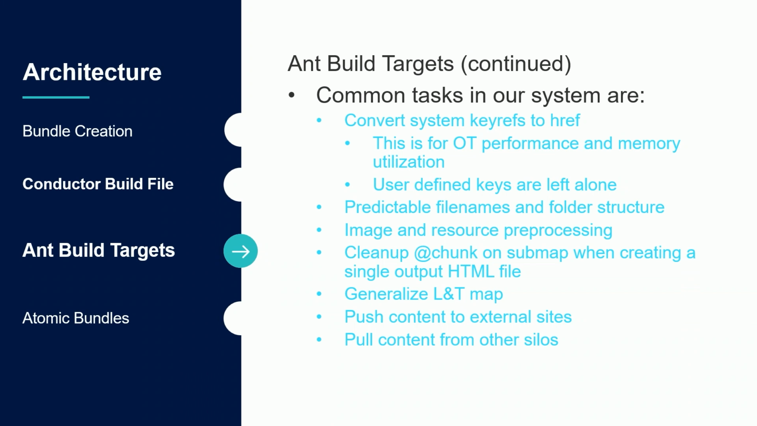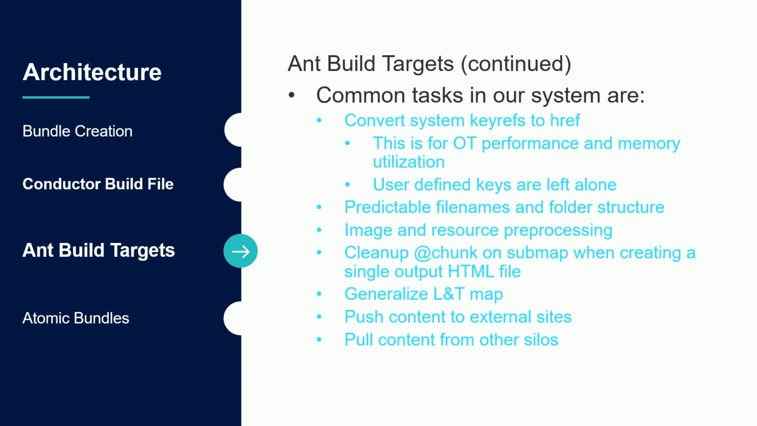We'll do predictable file names, like Copy2 is doing now, where we convert our garbled mess of ID file names to something more human readable, especially if you're pumping stuff out to HTML or a URL where you don't want a gobbledygook of file names to be seen in the URL. And then same thing, pushing content to sites, or pulling in from other silos.